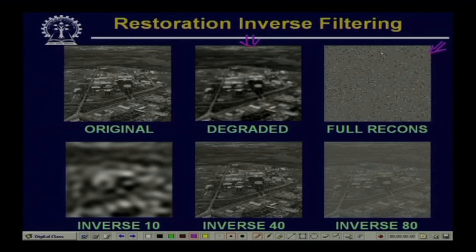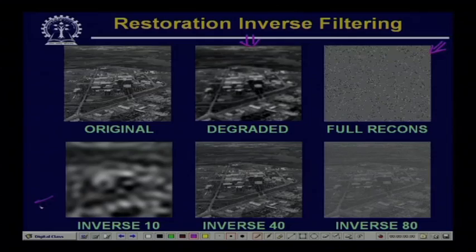As we have said, as you go away from the 0,0 component in the frequency domain, that is, away from the origin, the H(u,v) term becomes very negligible. So it is the noise term which tends to dominate, and you find that in this reconstructed image nothing is available. Whereas if we go for restricted reconstruction, considering only a few frequency components near the origin, here we have considered only those frequency terms within a radius of 10 from the origin.